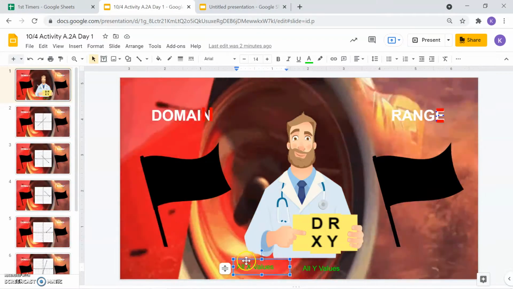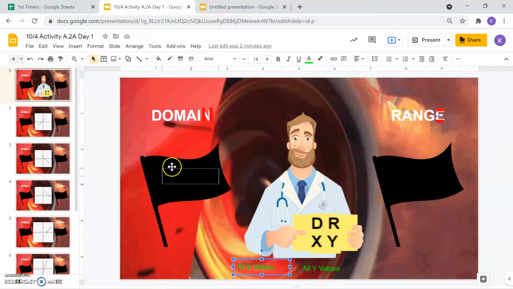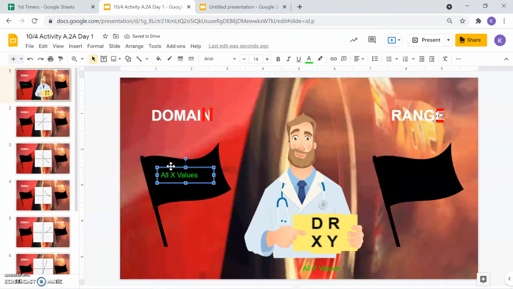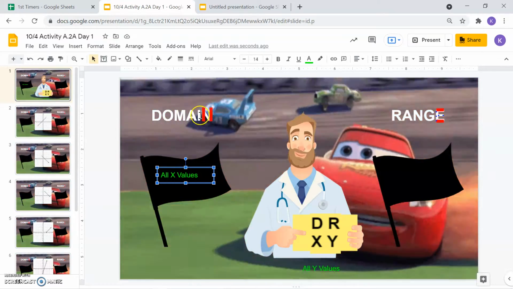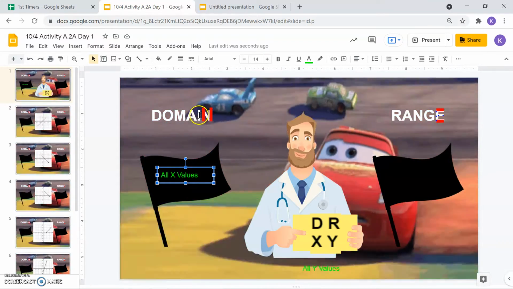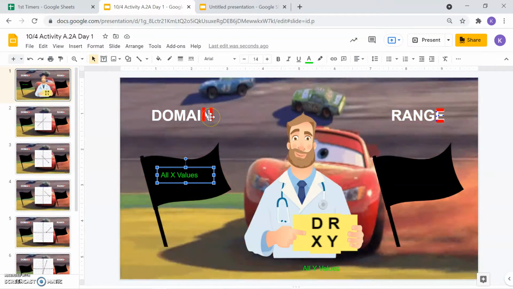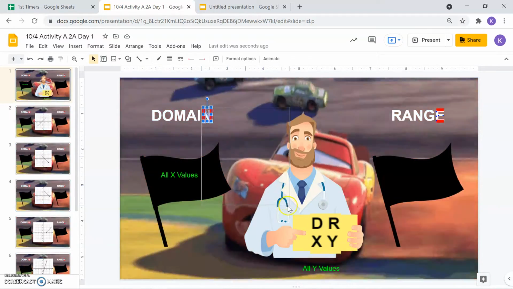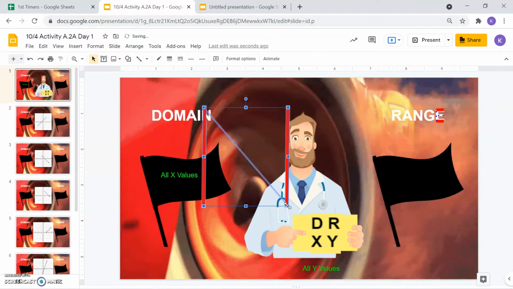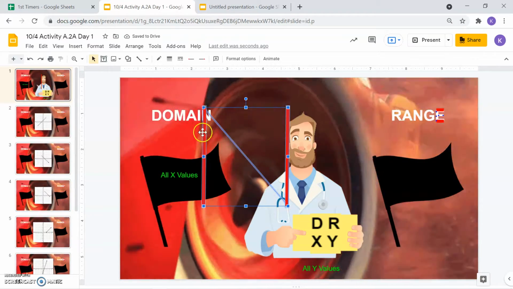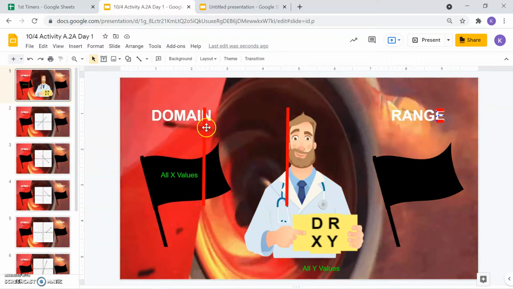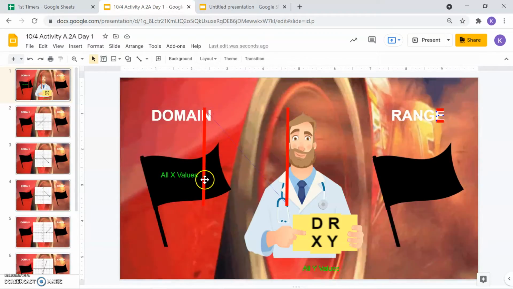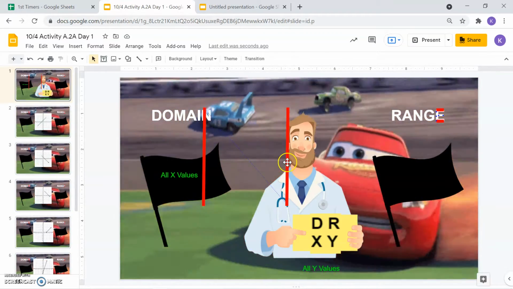So I'm just going to drag this over to this flag so that we remember that the domain is going to be your X values. Now, as you can see, the domain, the word ends with an N, and this is our tool that we're going to use. I'm going to make it bigger, that way you guys can see. I'm just going to make the N bigger, and this tool is going to help us look at the red lines. This is where we're going to find out where the graph starts from left to right.